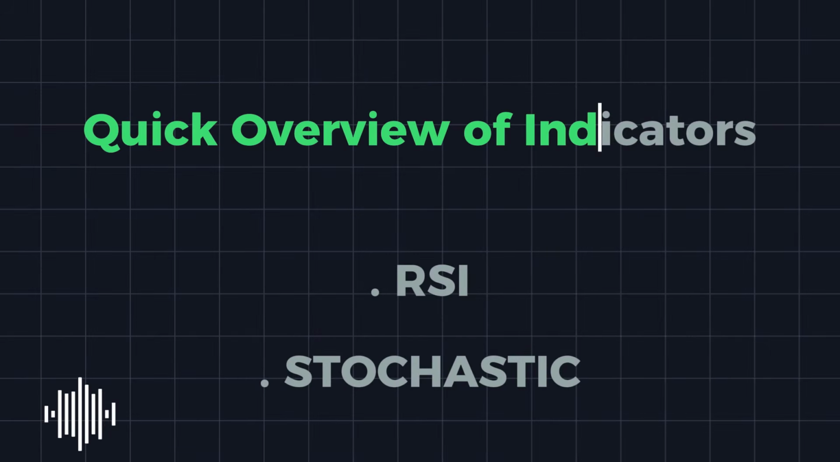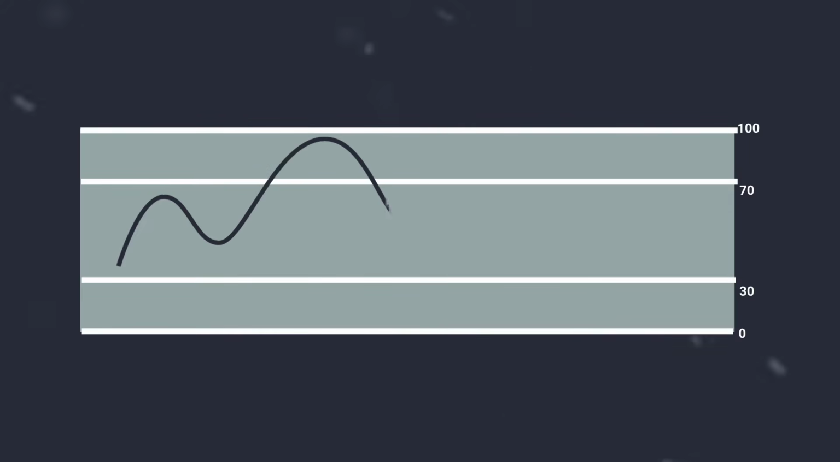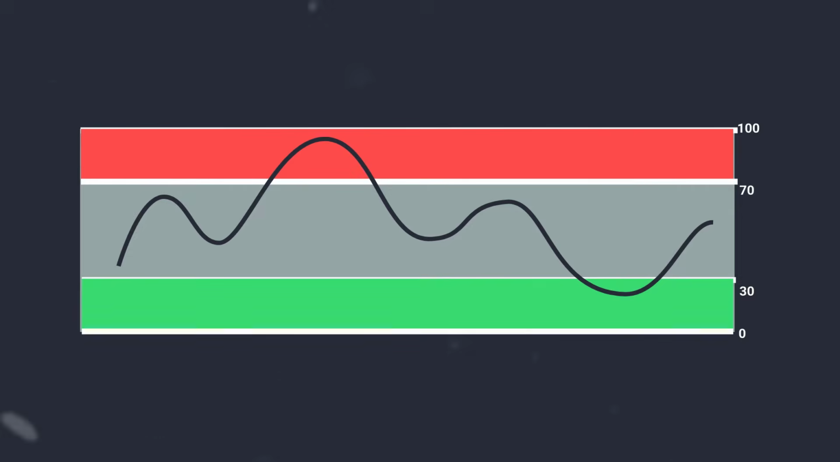Quick overview of indicators. RSI. The Relative Strength Index, or RSI, measures the speed and change of price movements. It ranges from 0 to 100, and is typically used to identify overbought and oversold conditions.